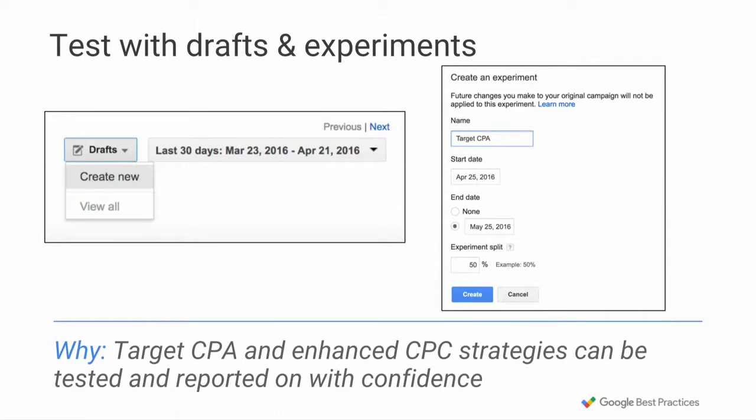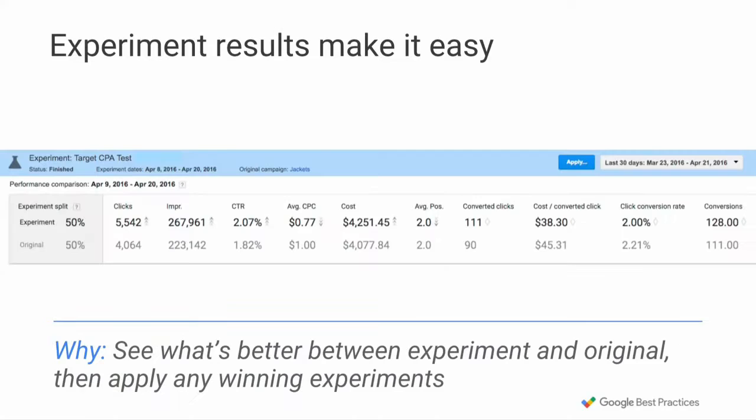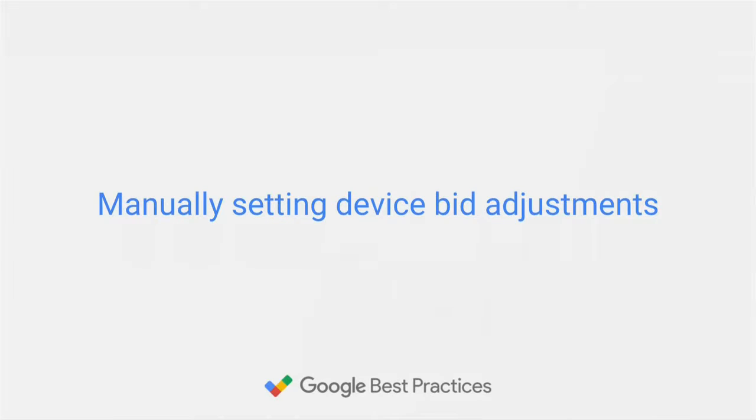And now with drafts and experiments, you can actually test AdWords Smart Bidding strategies side by side with your current method. And you can see the results side by side as well and determine what is the best bidding methodology for your campaign. And so as you're thinking about device bid adjustments and how to optimize your bids most effectively, we highly encourage you to consider AdWords Smart Bidding. And with that, I'll hand it off to Leo, who will walk us through the best practices for manually setting your bids. Thank you, Sally.